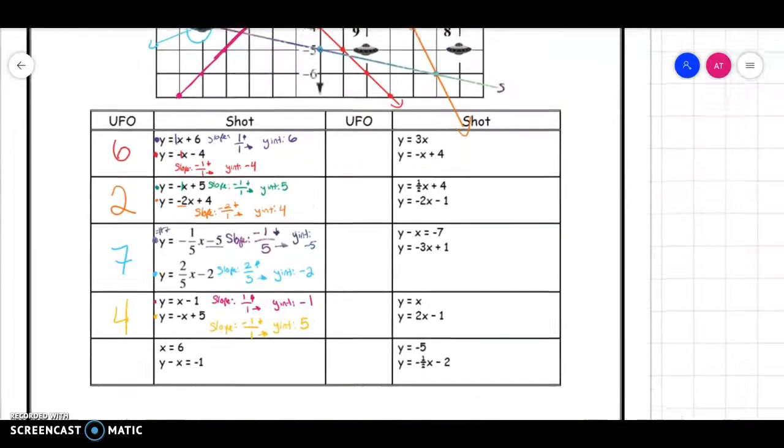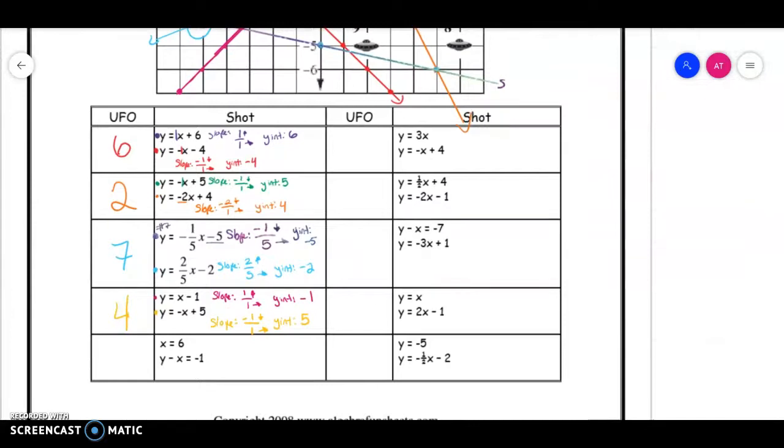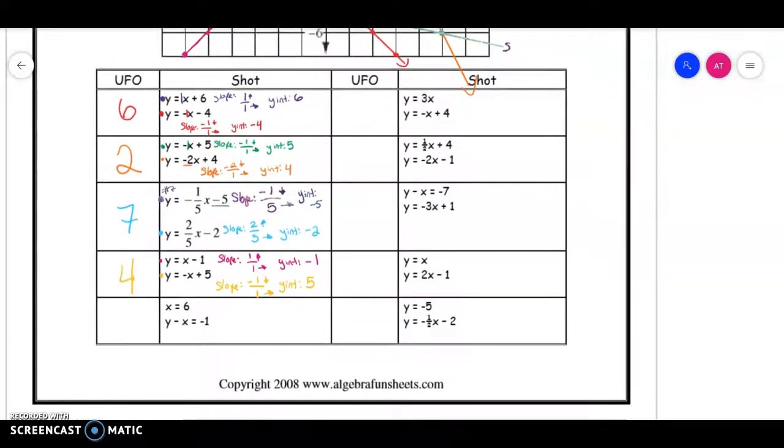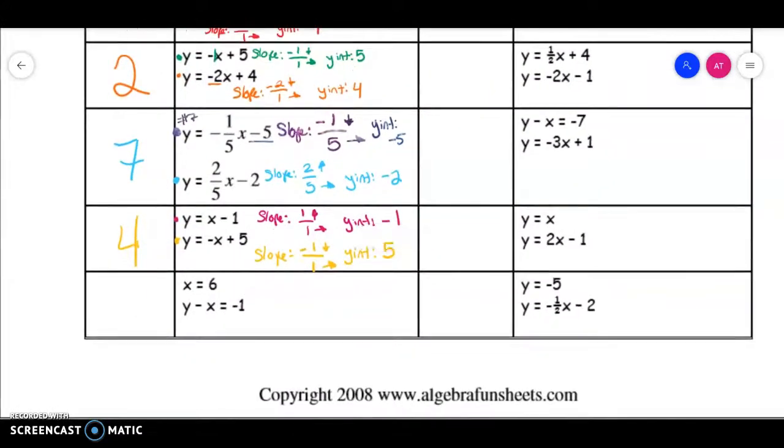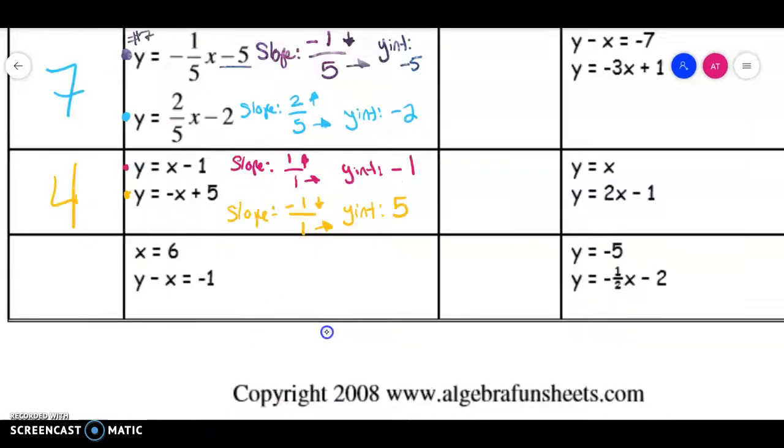All right, I want you to do the last couple on your own since I did about half of them. The cool thing, I'm going to get you started real quick on this one. This one does not have a slope, okay? This one doesn't have a slope. It actually has an x-intercept. This one has an x-intercept instead of a y.